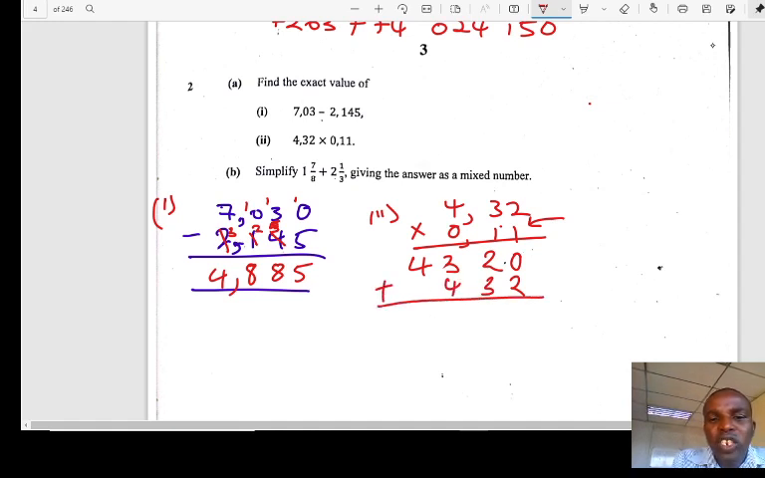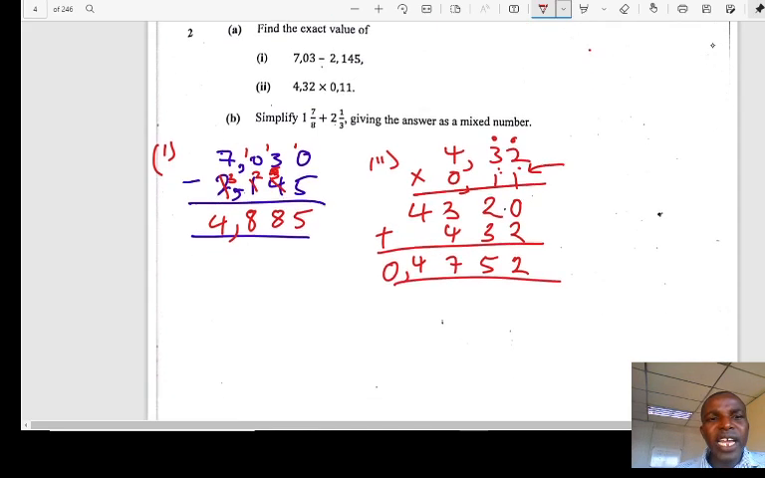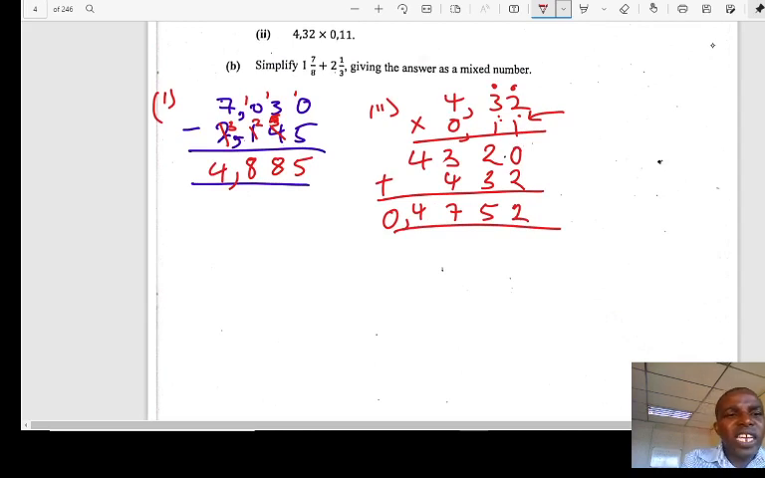Then you add the two values. 0 plus 2, 2. 2 plus 3 is 5. 4 plus 3 is 7. 4 plus 0 is 4. Then you have to count the number of decimal places here. On the first one, we have 2. Then on the second value, we have 2. So in total, the decimal places, there are 4. So you count 1, 2, 3, 4. So it's supposed to be 0.4752. Done.